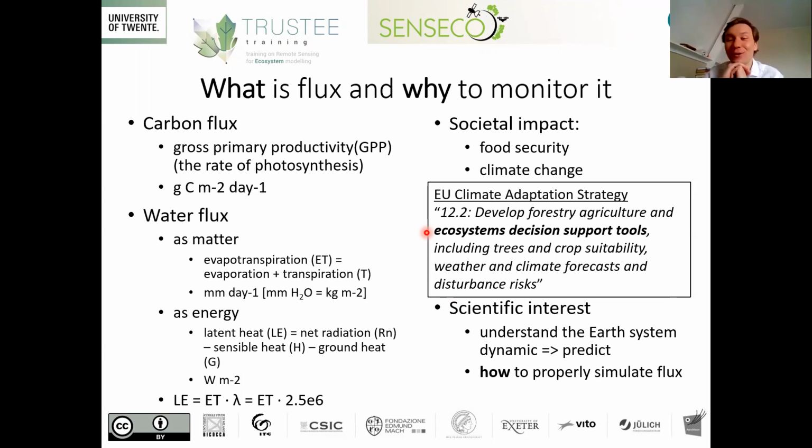But for us, although we, of course, are part of society, the scientific interest, so curiosity, is the main driver. Because to be honest, the best way to monitor the flux is to measure the flux. But we are not happy with that, because if we measure something we cannot model, so we measure something we don't understand, we cannot predict. So the scientific question is actually how to properly simulate flux.